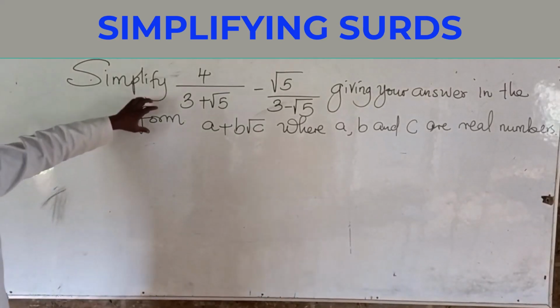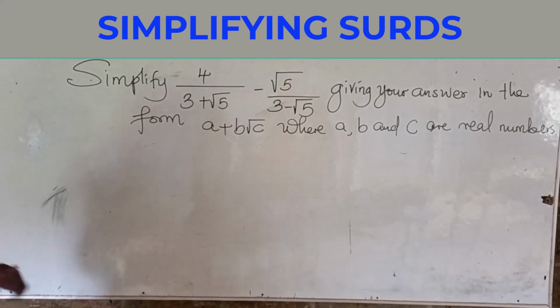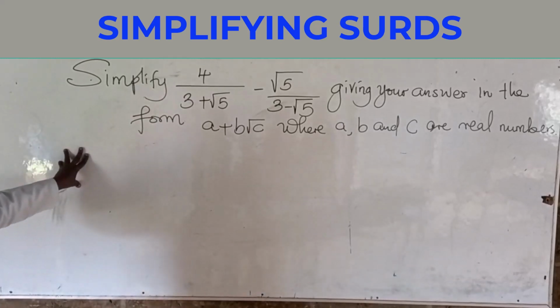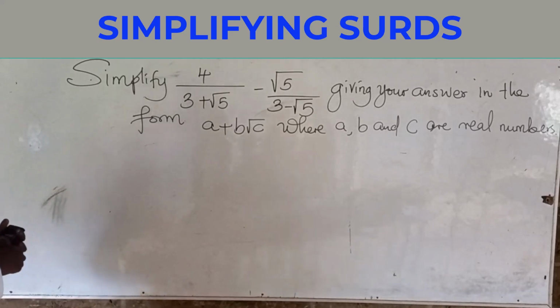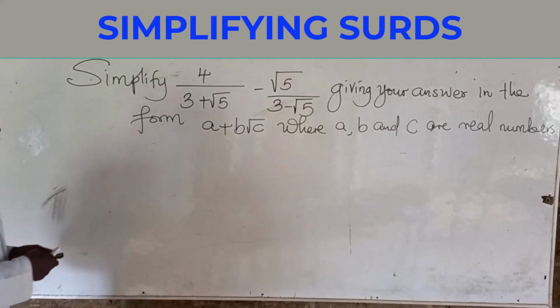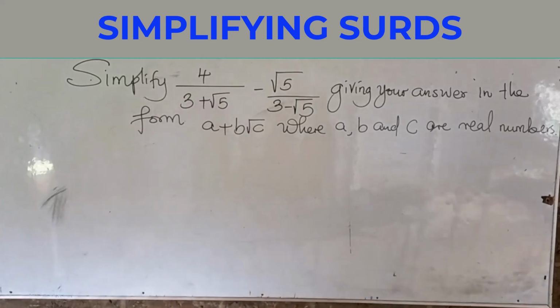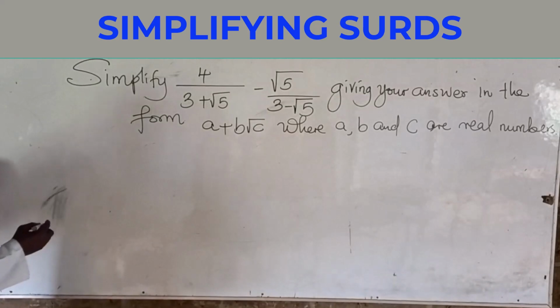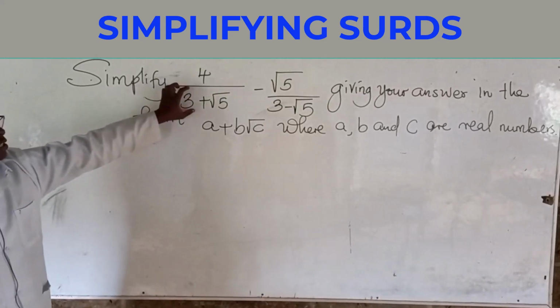Simplify 4 divided by 3 plus root of 5, subtract root of 5 divided by 3 minus root of 5, giving your answer in the form a plus b root c, where a, b, and c are real numbers. To solve this question, you're going to begin by rationalizing the denominator.